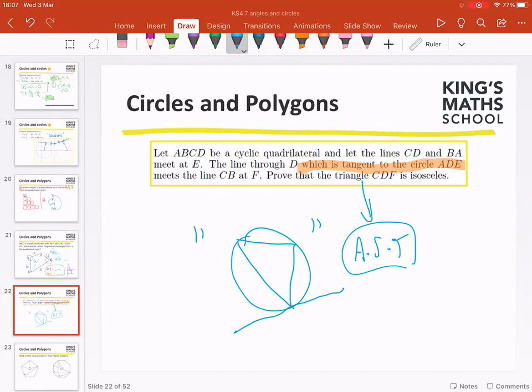We've got a cyclic quadrilateral, so that tells us we're looking for opposite angles adding to 180. And we've also got this statement about a line being a tangent. Well, as soon as I see a tangent, what do I know? I know about radiuses being perpendicular, and I know about the alternate segment theorem. So what I would then be doing is looking for alternate segment setups. I'd be looking for shapes like that in the diagram and marking the equal angles.